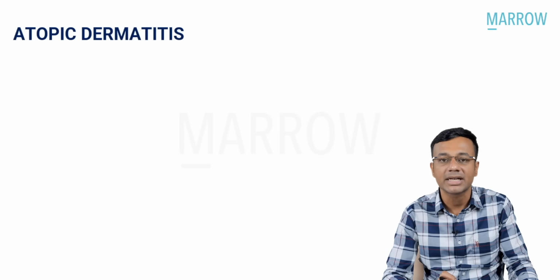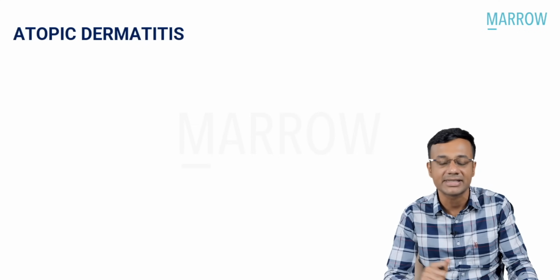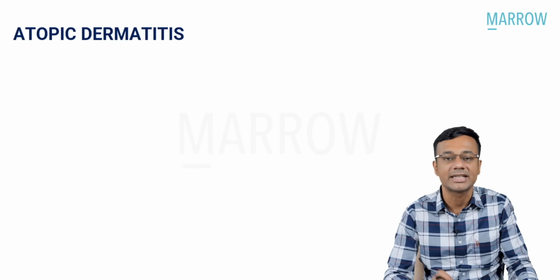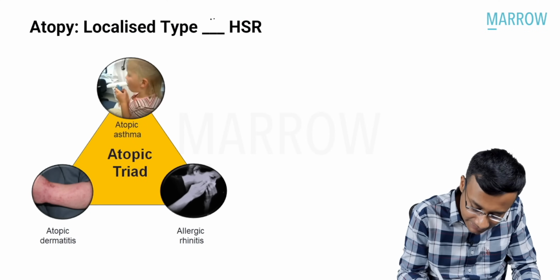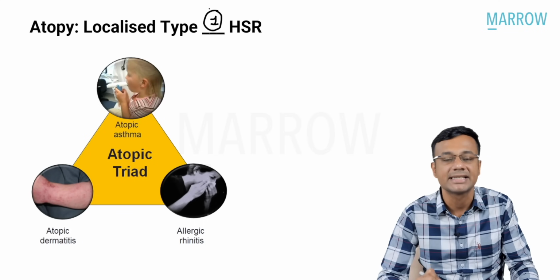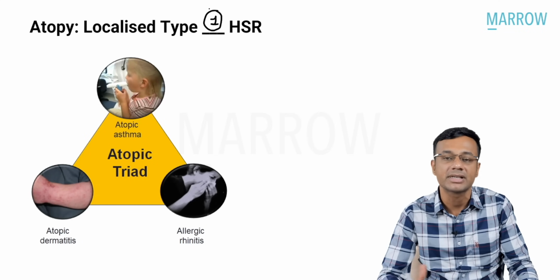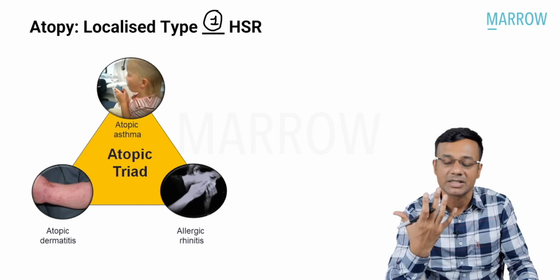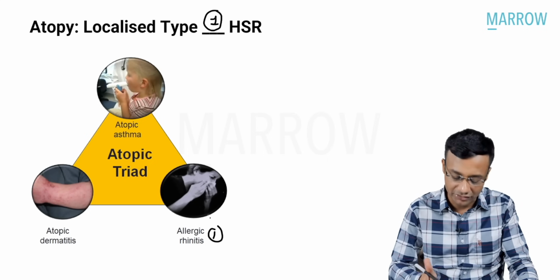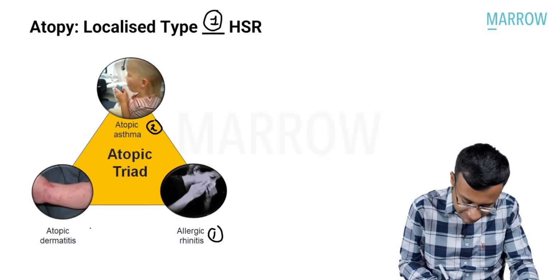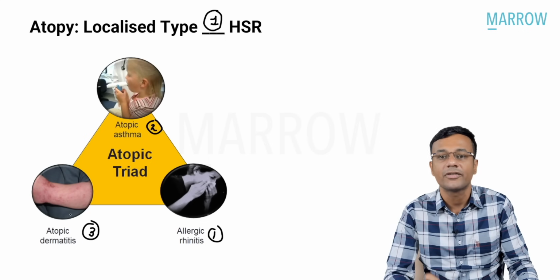Next, we move on to atopic dermatitis, which is a chronic, relapsing, inflammatory skin disease. So every patient in dermatology, generally we ask history of atopy. So what do I mean by atopy? Atopy is localized type 1 hypersensitivity reaction. We ask for 3 important points: recurrent sneezing in the upper respiratory tract, so that's allergic rhinitis. In the lower respiratory tract, we ask history of bronchial asthma, and in skin, we ask history suggestive of atopic dermatitis.